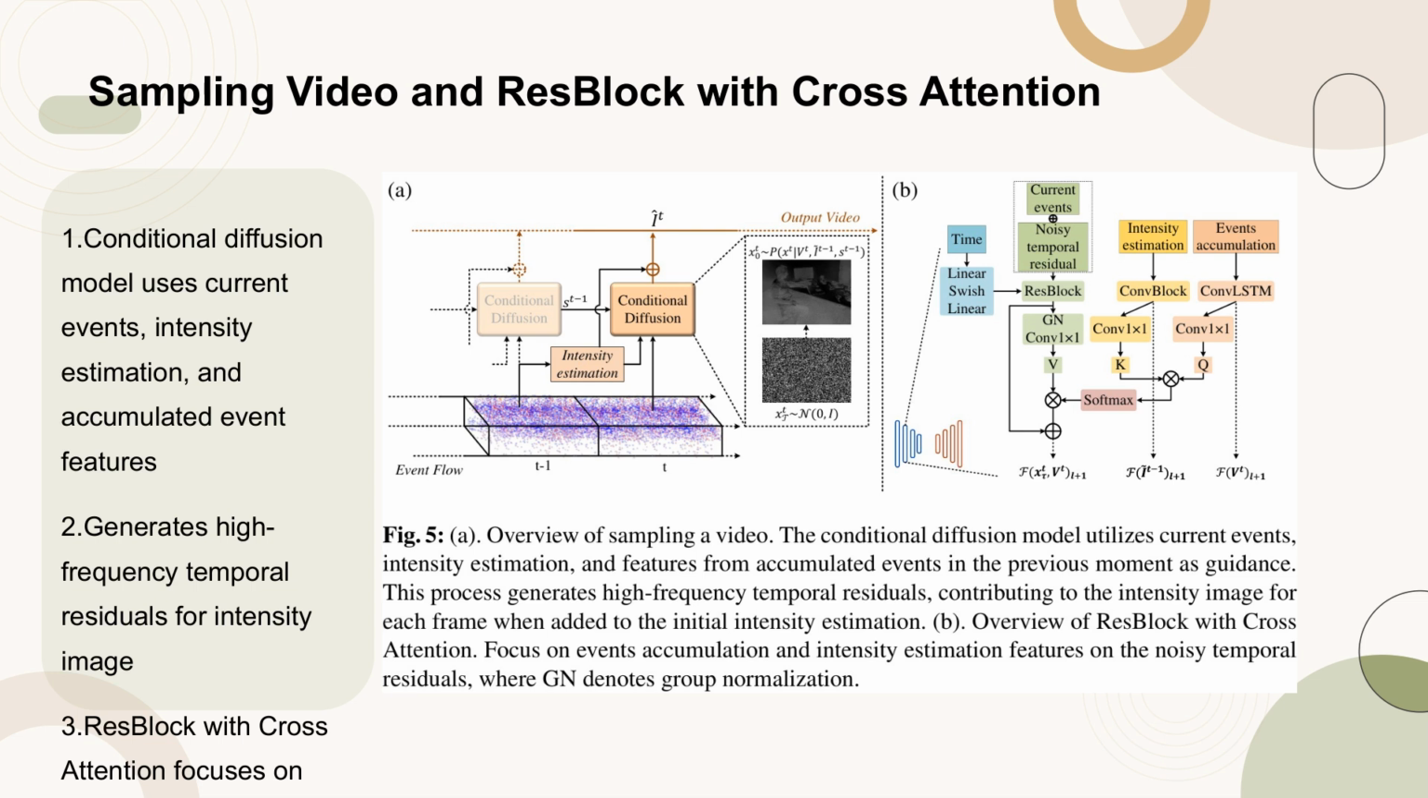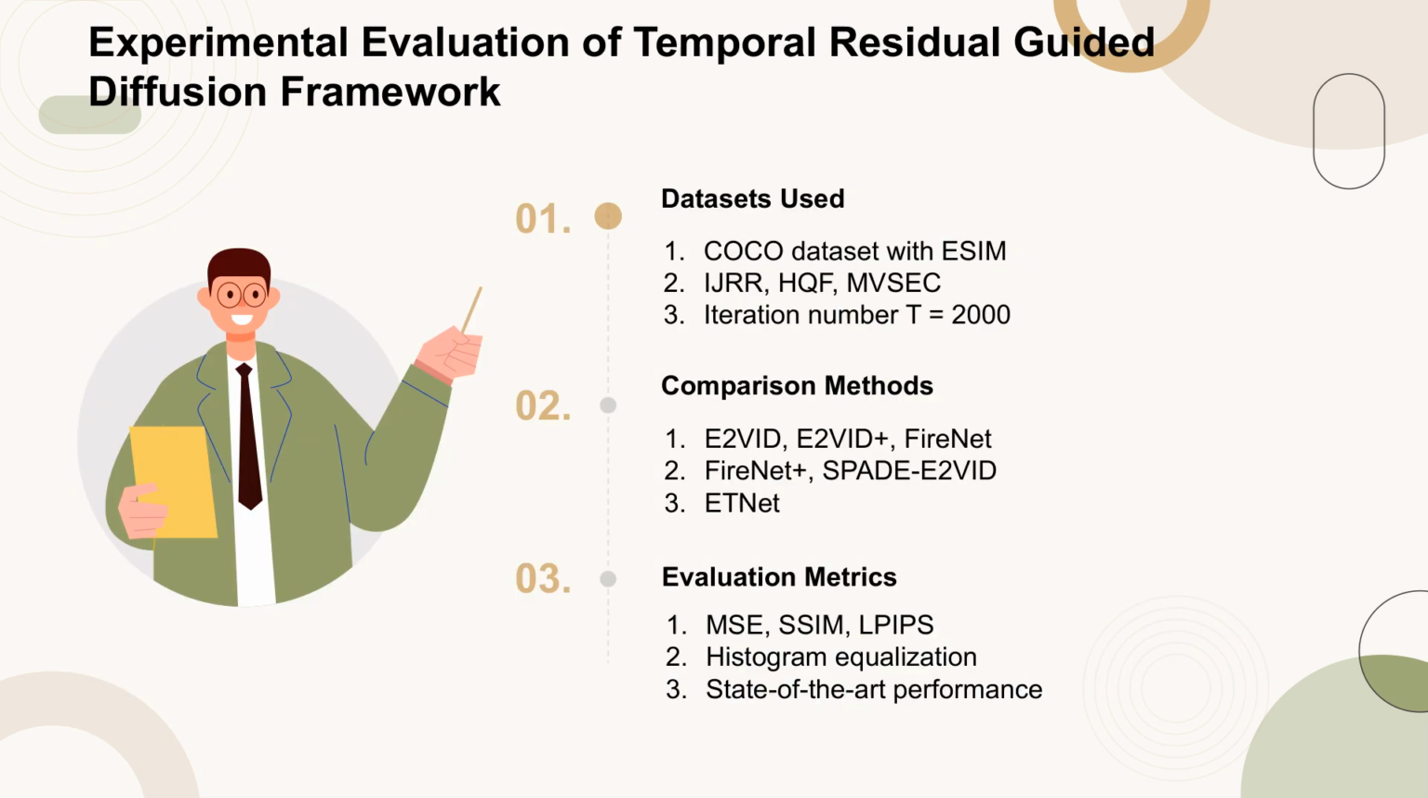In evaluating the temporal residual guided diffusion framework, the authors utilized the COCO dataset with the ESIM simulator for training. For testing generalization performance on real-world events, multiple real datasets were employed, including IJRR, HUF, and MVCC. The iteration number T was set to 2000 during both training and testing phases.